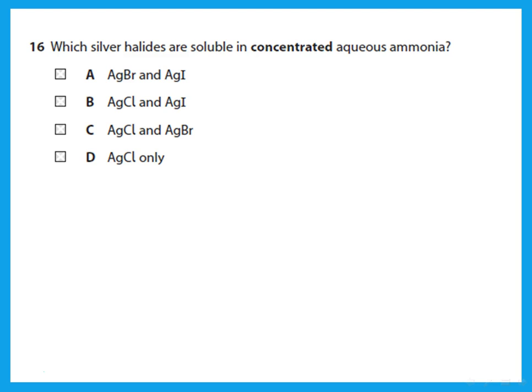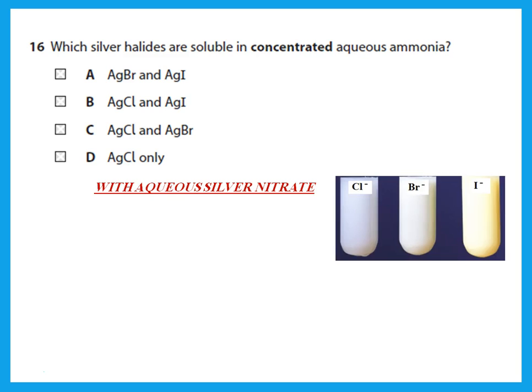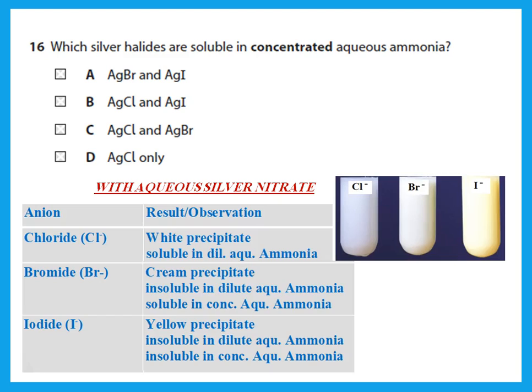Okay, the next question says, which silver halides are soluble in concentrated aqueous ammonia? Remember, silver halides is when I'm testing with aqueous silver nitrate. We said if I add aqueous silver nitrate to a compound that has halides, the chloride gives white, bromide gives cream, iodide gives yellow. Now, which of these are soluble in concentrated? Remember that we said chloride is soluble in dilute, but if it is soluble in dilute, it is also soluble in concentrated.